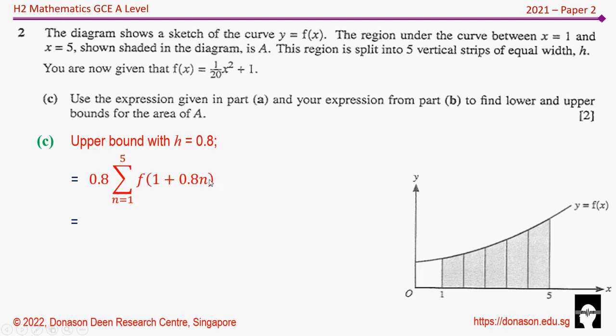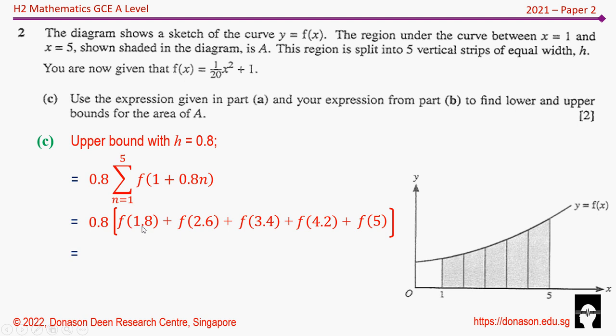So when n is equal to 1, when n equals 2, we can replace it and write down what the values should be. 0.8 times, okay, f of 1.8, because when this is a 1, it should be 0.8. 0.8 plus 1 is going to become 1.8. So f of 1.8, f of 2.6, 3.4, 4.2, and the last value is when you substitute the 5, so you're going to get f of 5. Okay, so these are all the values.